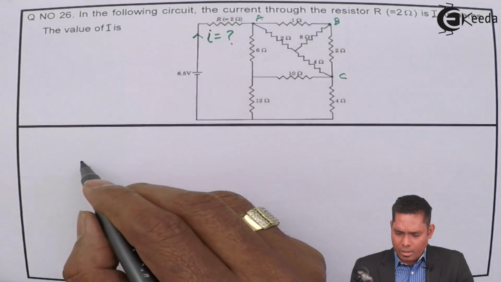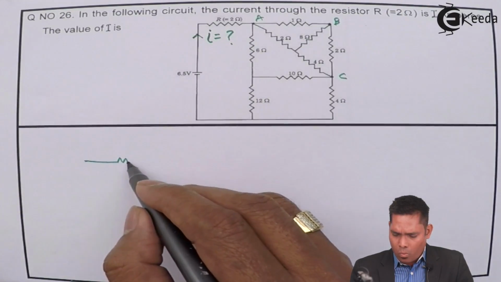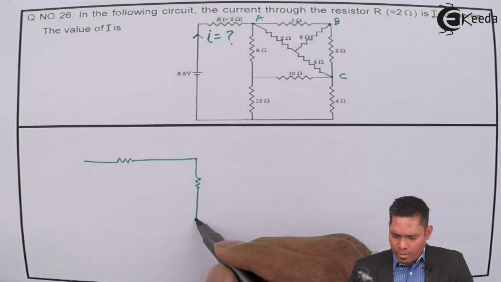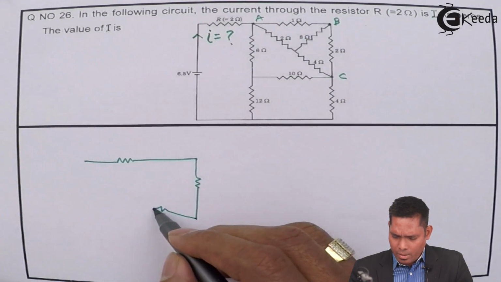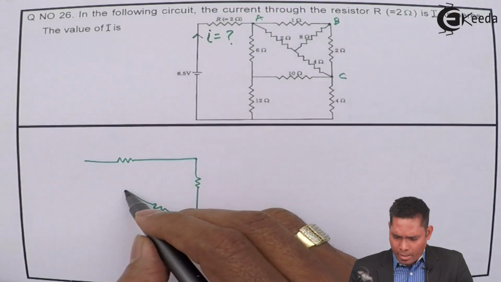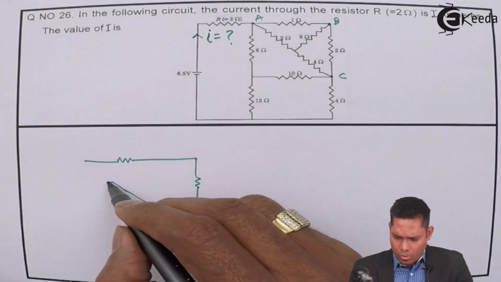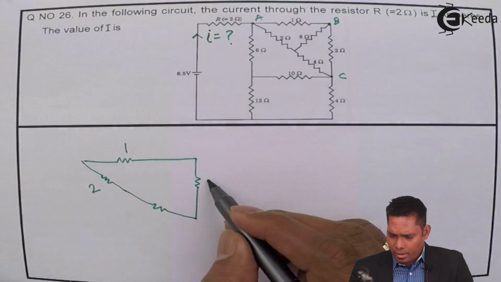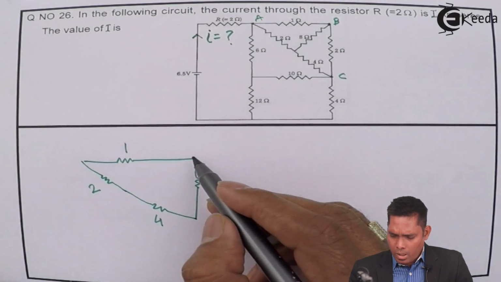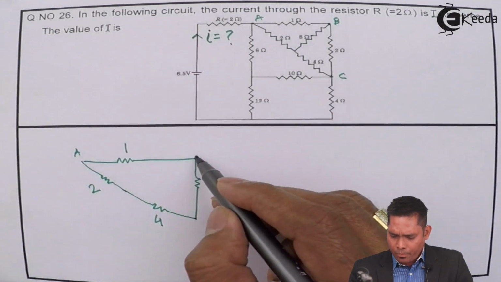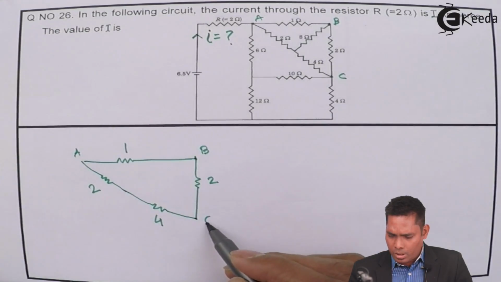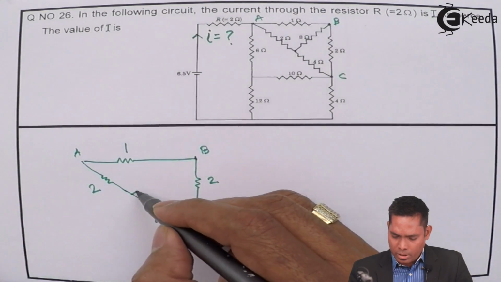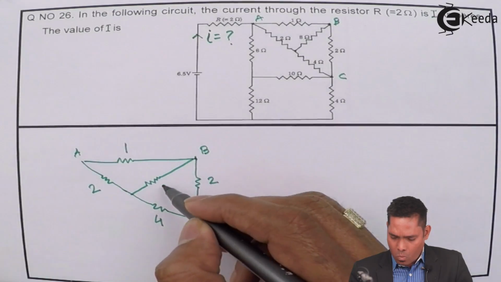I draw it here: this is 1 ohm here, this is 2 ohm there, and 4 ohm here, and then 2 ohm here. So it is 2, this 1, it is 2, it is 4, and this is A, this is B, this is C, and there is a point here. In between this, there is one resistor connected, which is 8 ohm.